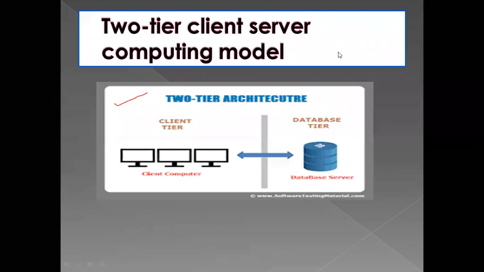Yes, sir. The client, server and database are on the same machine in one-tier architecture, and in the two-tier architecture the client is in another system, and the server and database are in another system. Okay, good. Next.